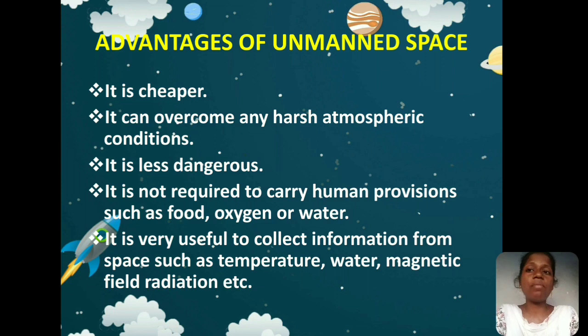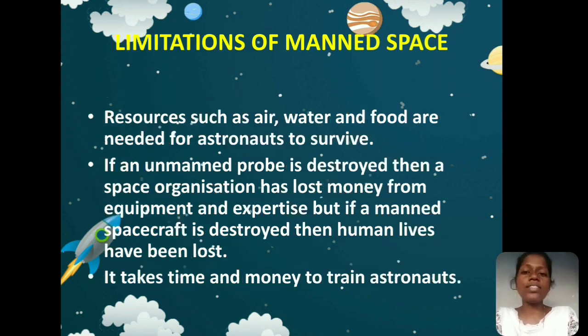So here are some of the advantages of unmanned space. It is cheaper, and it can overcome any harsh atmospheric condition. It's less dangerous compared to manned space. There is no need to carry human provisions such as food, oxygen, water. It is very useful to collect information from space such as temperature, water, magnetic field, radiation.